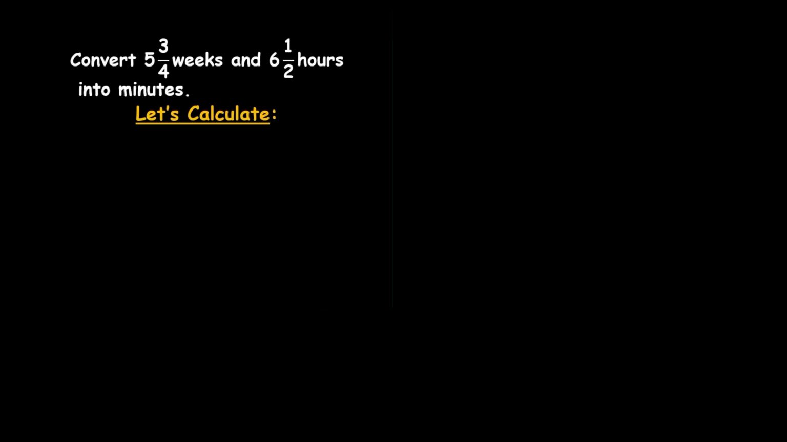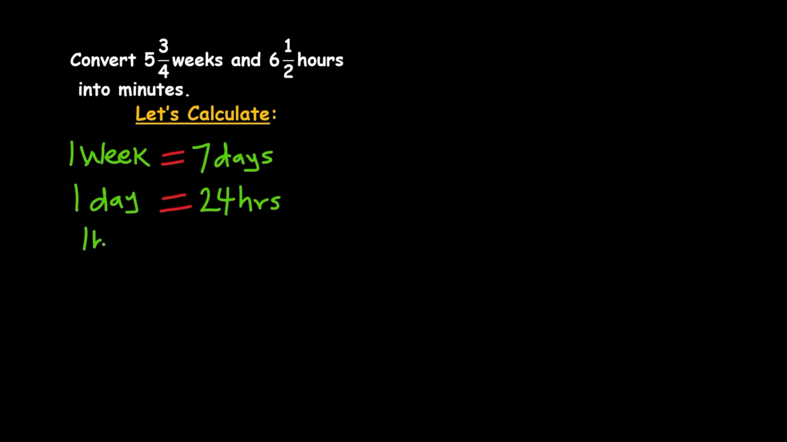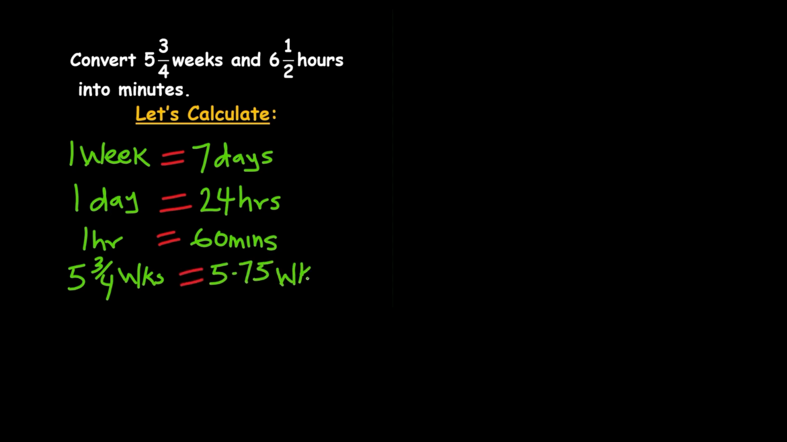Let's convert 5 3/4 weeks and 6½ hours into minutes. First, remember these conversions. 1 week equals 7 days. 1 day equals 24 hours. And 1 hour equals 60 minutes. So, 5 3/4 weeks is 5.75 weeks.